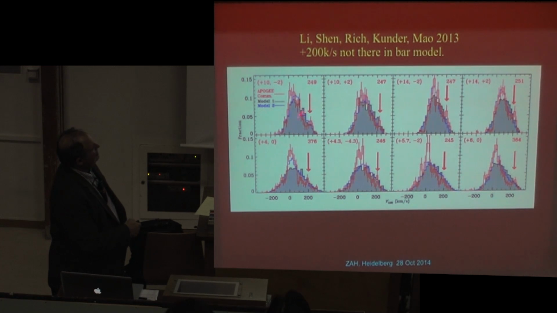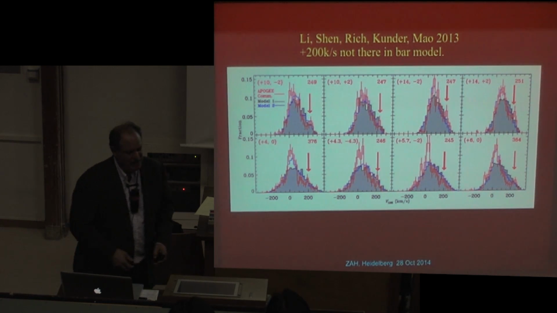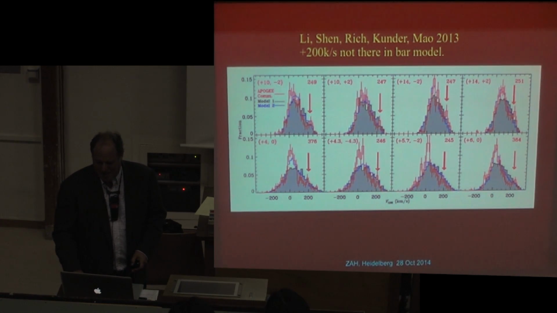This is Shen's bar model here, and the red arrow shows where the peak is, and the gray are the models, and there just isn't any way to get that peak.